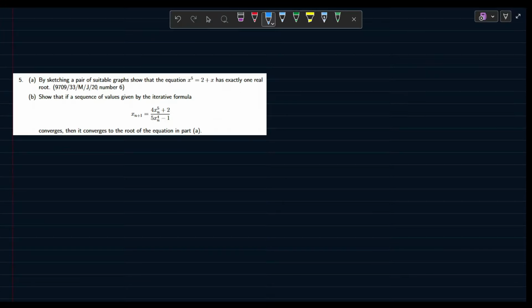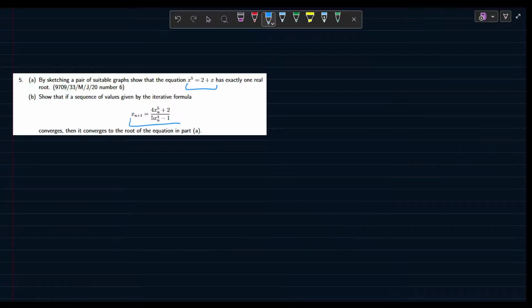Alright, let's see another example of this question. So here we're given, part A says, by sketching a pair of suitable graphs, show that the equation x to the 5 equals 2 plus x has exactly one real root. We're not interested in solving that, we just want this equation here. Anyways, part B says, show that if a sequence of values given by the iterative formula x n plus 1 equals 4 x n to the 5 plus 2 over 5 x n to the 4 minus 1 converges, then it converges to the root of the equation in part A.